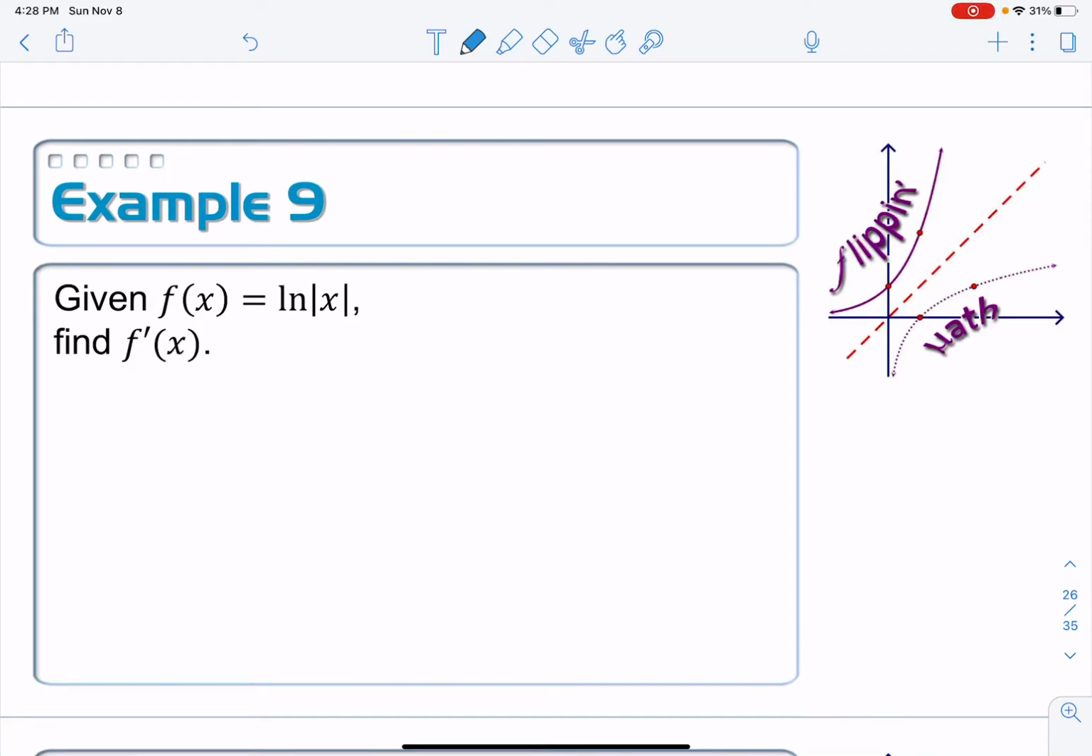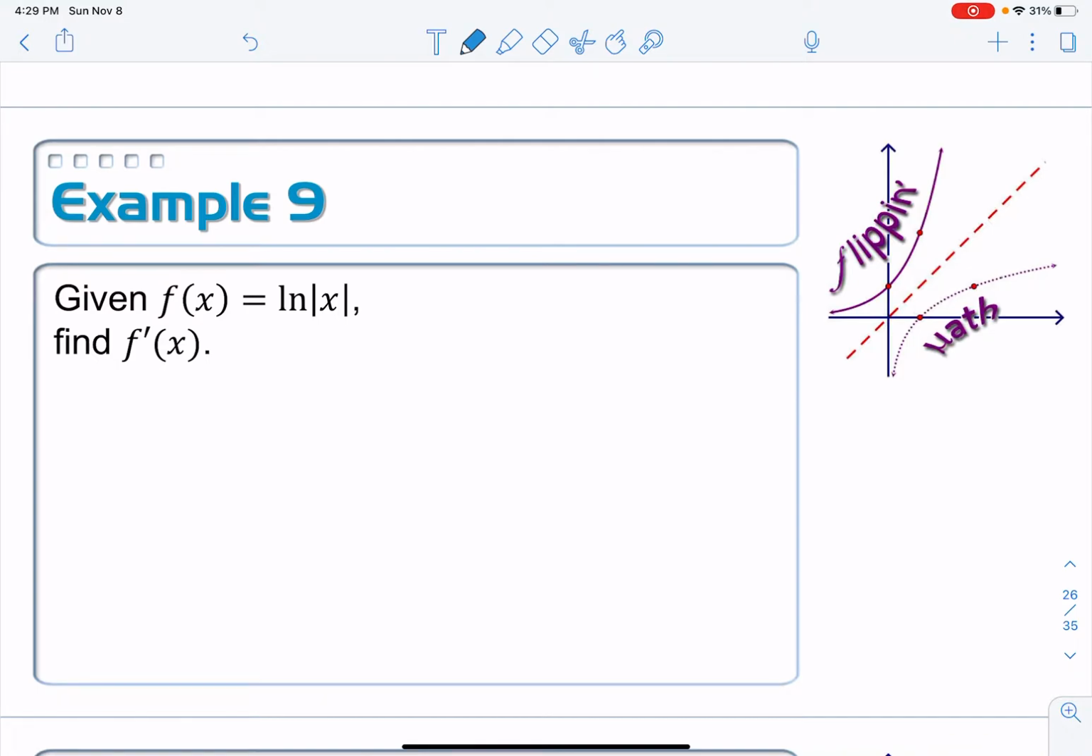Example 9 is going to show us how natural logs and derivatives go together with the absolute value. Notice that for f of x, this time we have the natural log of the absolute value of x. What we discover here is going to pay dividends down the road whenever we start doing some antiderivatives, when we're working all this stuff backwards with integrals.